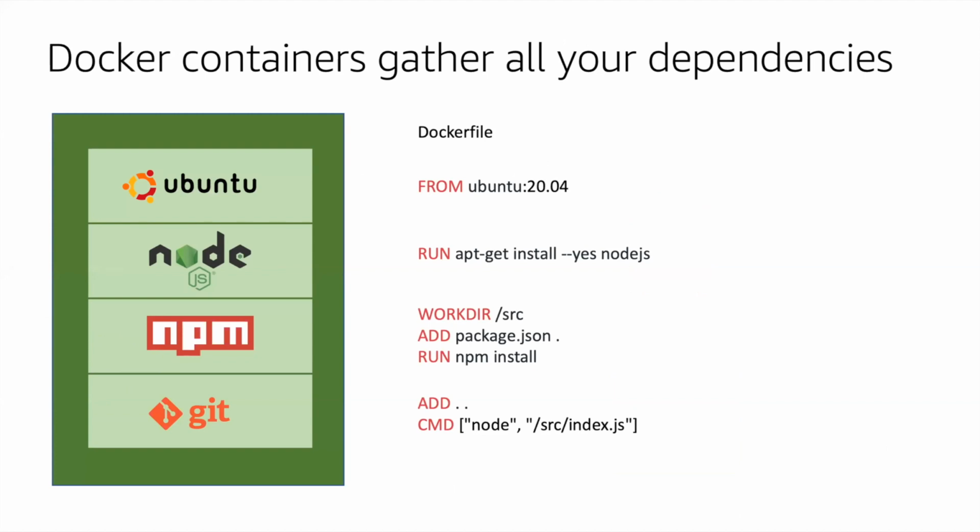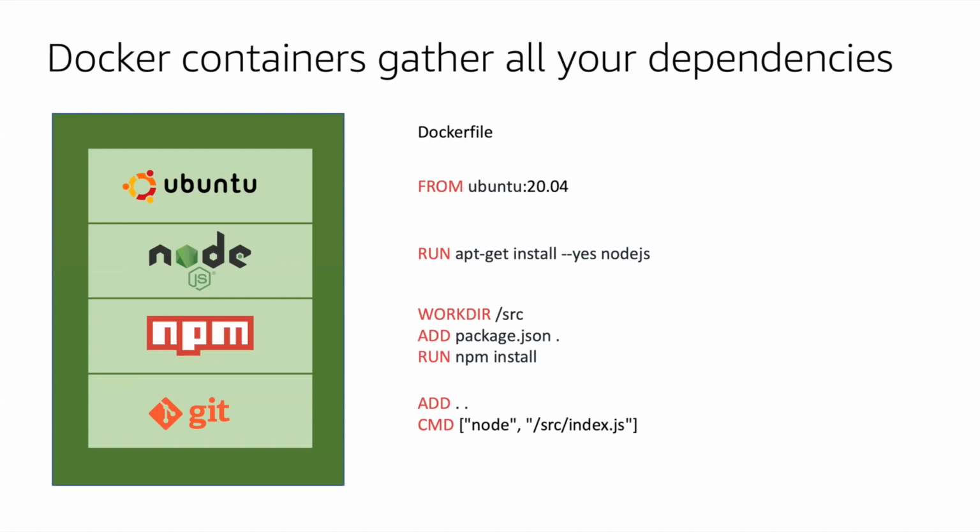So Docker containers are a solution to this problem. They provide a way to gather up all the dependencies that are required for your application to run in one package. And the way they do that is using a Dockerfile. A Dockerfile is nothing scary. It's just a little text document that contains a list of commands that you would need to run in order to build out the environment to run your code.